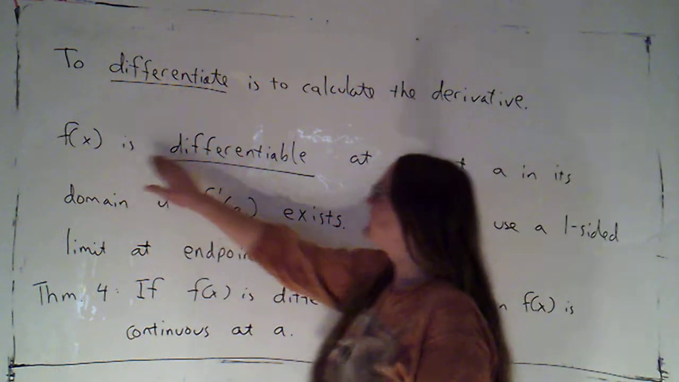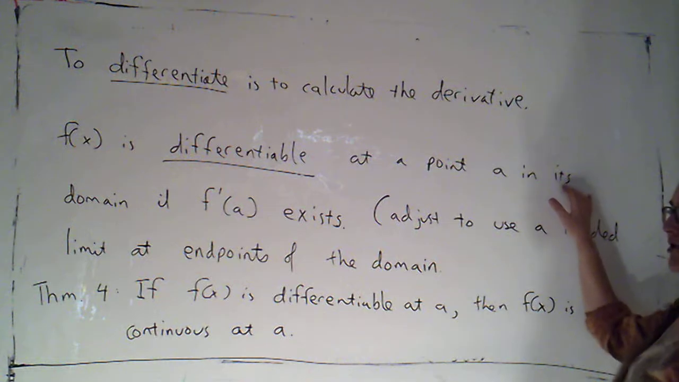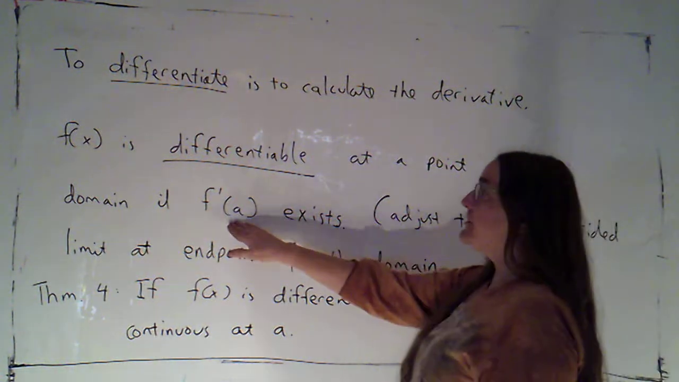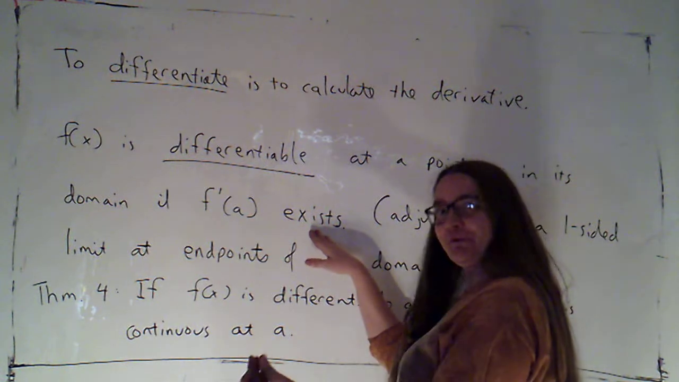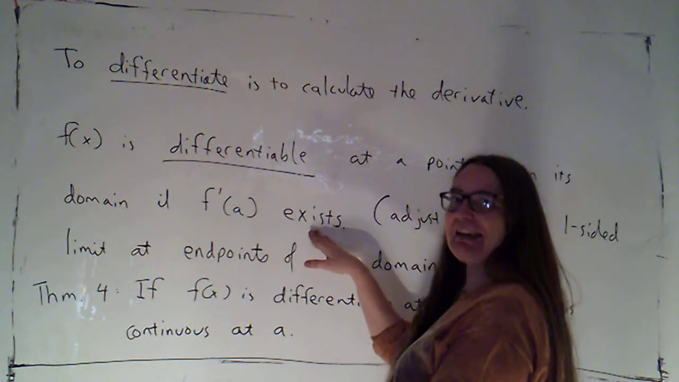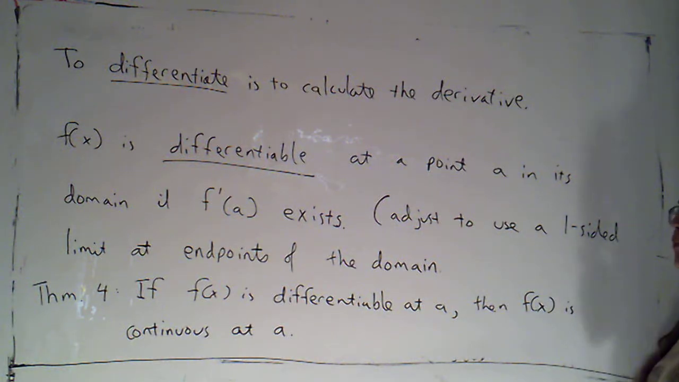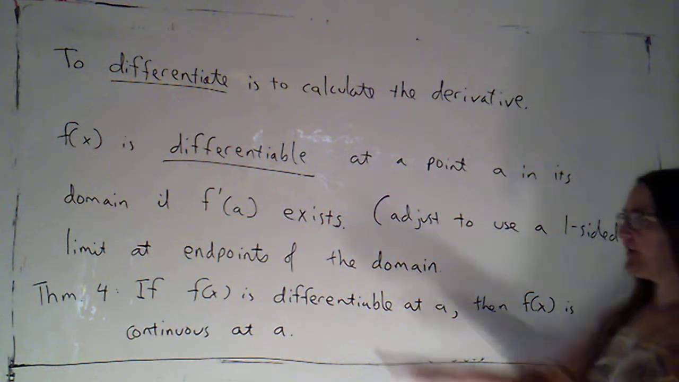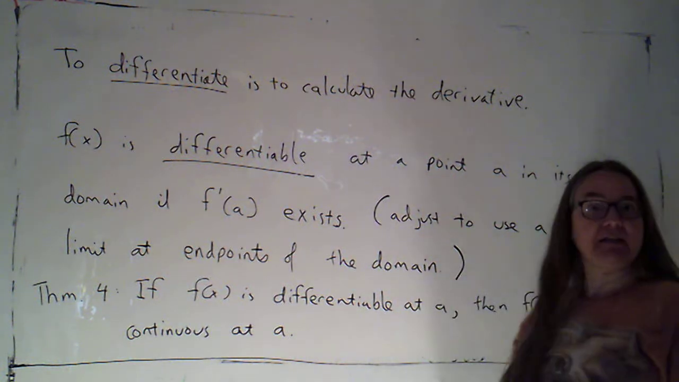We say f of x is differentiable at a point A in its domain if the derivative at A exists, if it's possible to differentiate that function at A. And I just make a note here that we adjust to use a one-sided limit in our definition of the derivative if we're working at an endpoint in the domain.